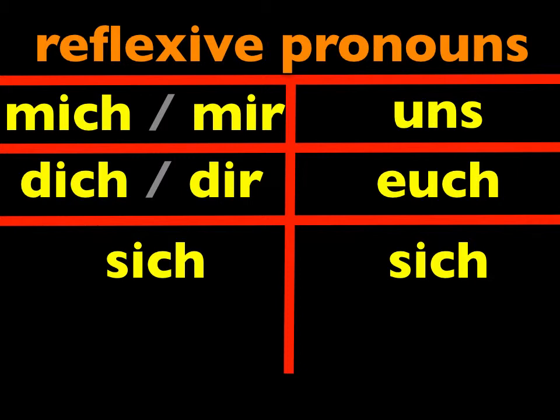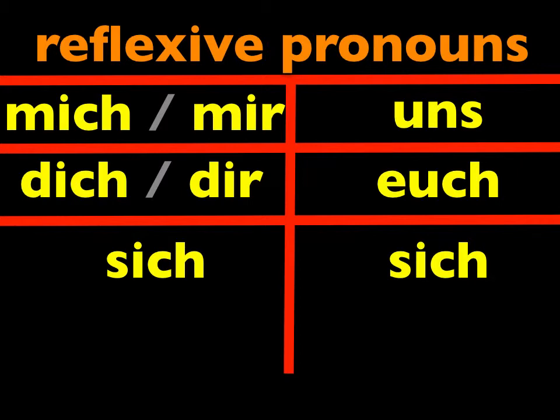We don't quite have reflexive verbs in English. One way to translate these are as the words myself, yourself, herself, etc., although sometimes they don't translate at all, but they're still needed for certain verbs. So they are mich or mir, and I'll describe today when to choose between mich or mir. It's dich or dir for you informal. It's sich for himself, herself. It's uns for ourselves, euch for yourselves, and sich for themselves and also for the formal yourself.